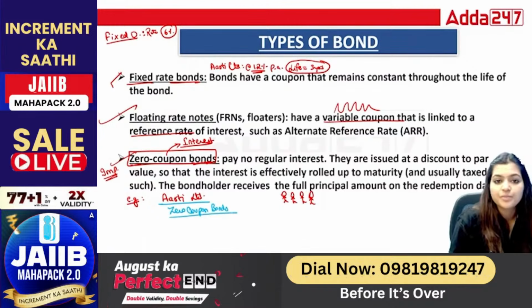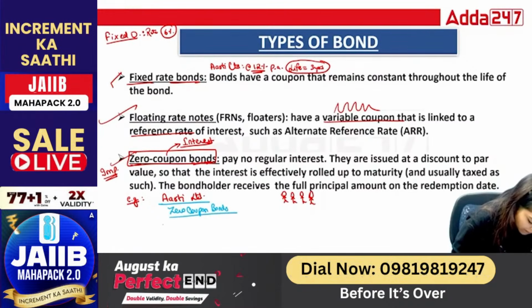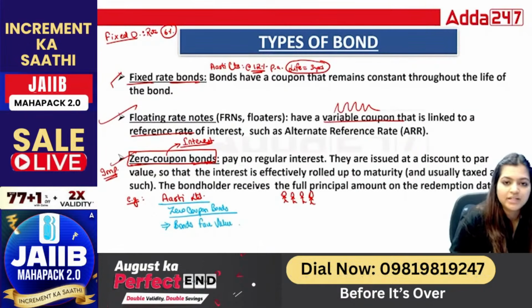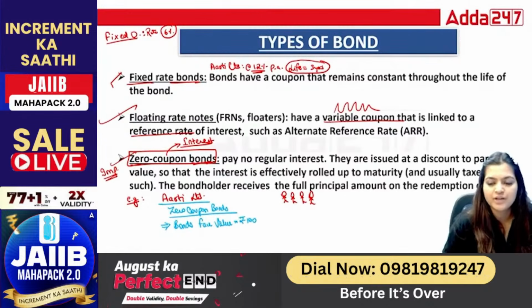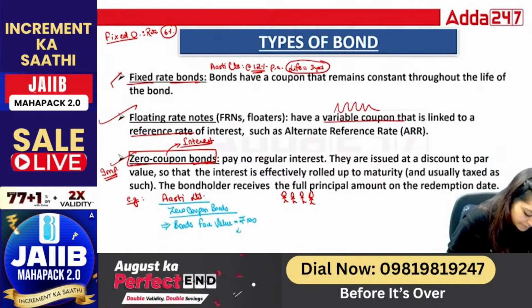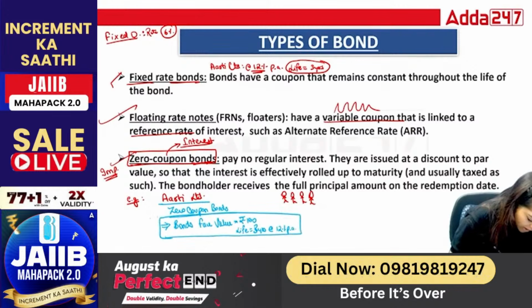Zero coupon bonds. If you talk about the face value of the bond, every time this Aarti Limited was issuing, it was equal to rupees 100. Every time Aarti Limited used to issue rupees 100 face value per bond, for 3 years at the rate of 12% per annum. So this was the thing earlier they used to issue.